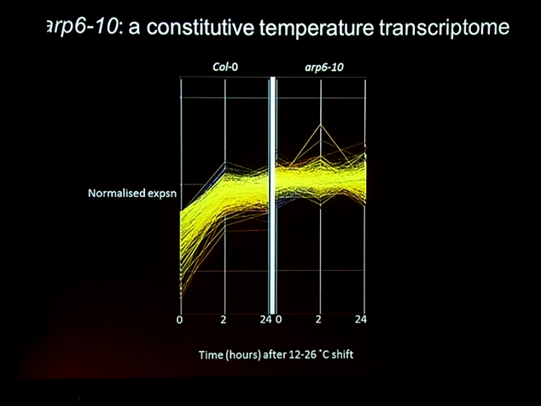When we looked at the transcriptome, it was actually quite remarkable, because all the genes that are upregulated when you go from 12 to 27 in wild-type plants, what we like to think of as the warm temperature transcriptome, are all constitutively on in the mutant. So the mutant has a constitutive expression of the warm temperature genes even at 12 degrees.